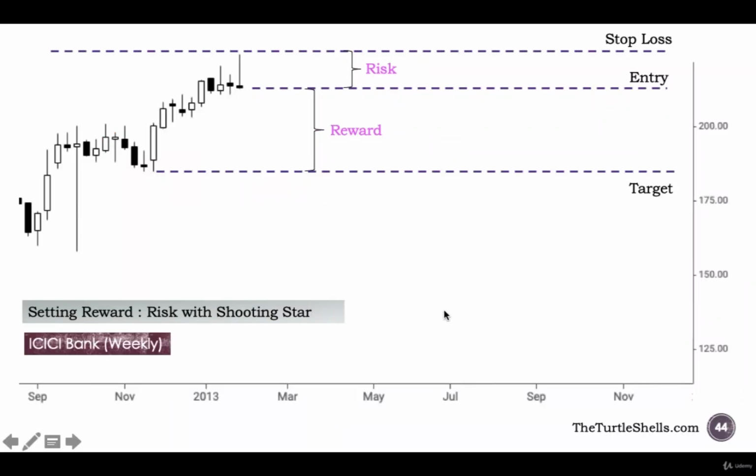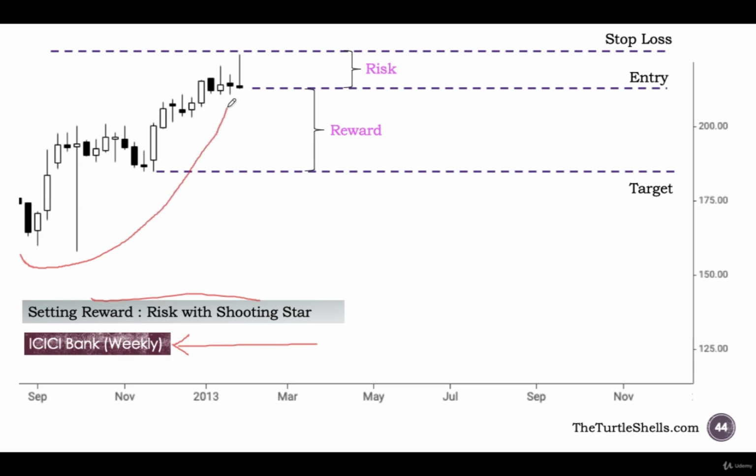Now let us have a look at setting the reward to risk with the shooting star. Let's have a look at this chart here. This is a weekly time frame chart of ICICI Bank. Higher the time frame, more is the probability that the trade will work out in our favor. So we are looking at how to set reward to risk with the shooting star. We have looked at multiple examples of this, but let's bring it into focus.